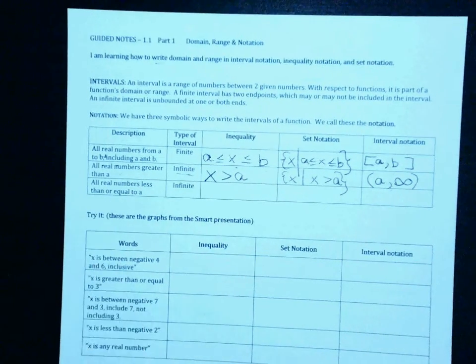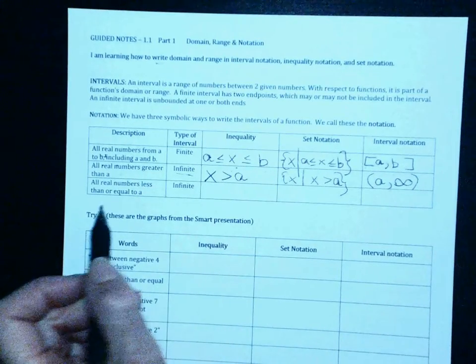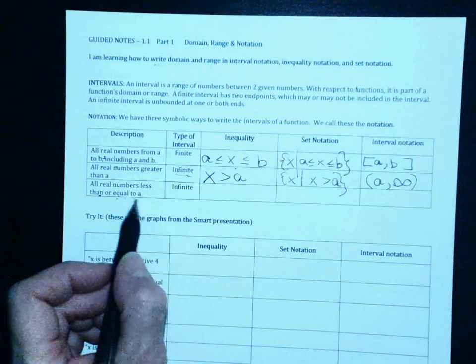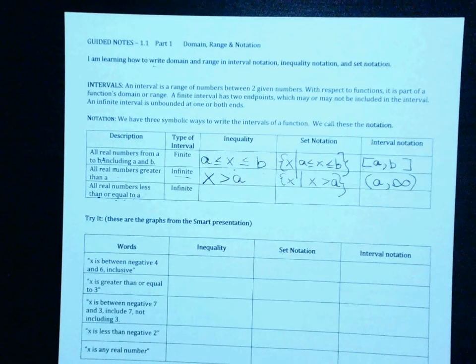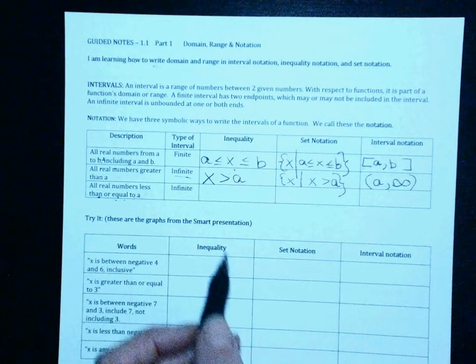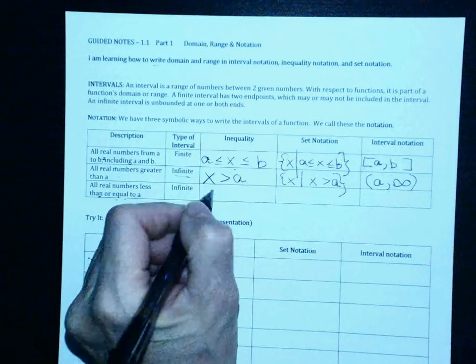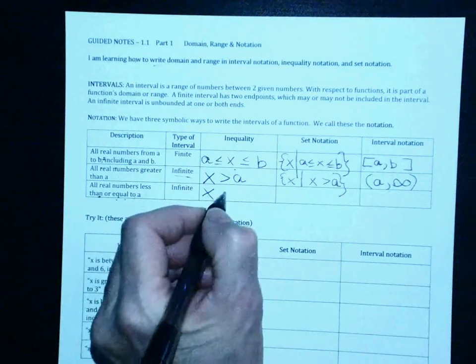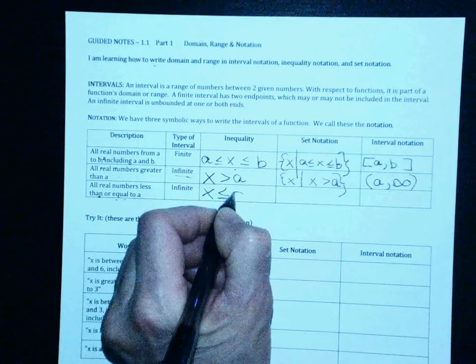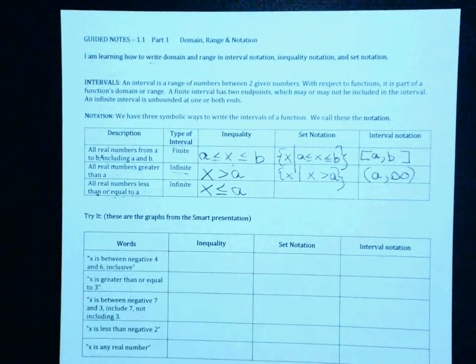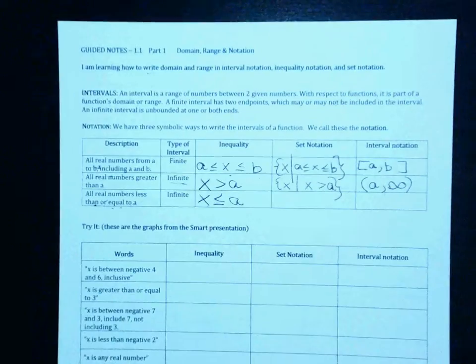Okay, the last example is all real numbers that are less than or equal to A. So this time A will be included because it's less than or equal to, and it's also everything smaller than A, not bigger than A. So this time it would be x is less than or equal to A. All numbers x are all the numbers that are less than or equal to A.